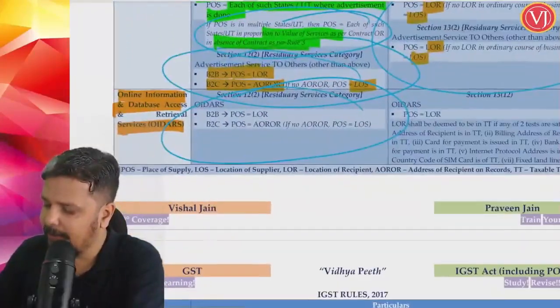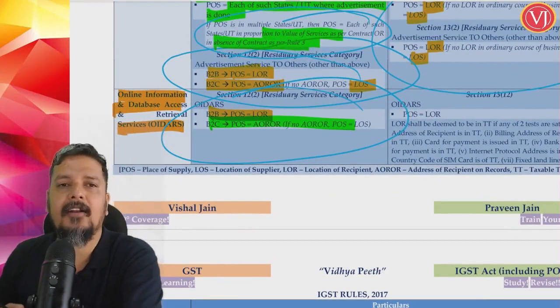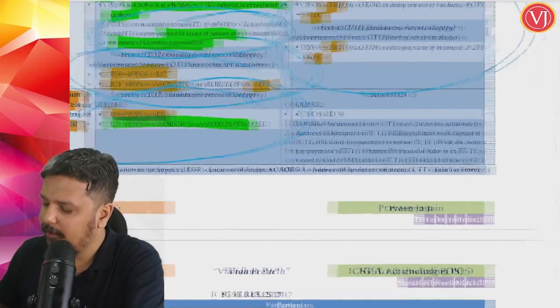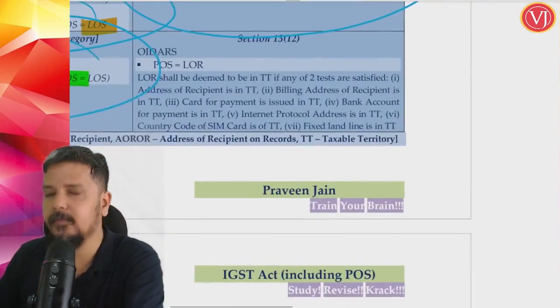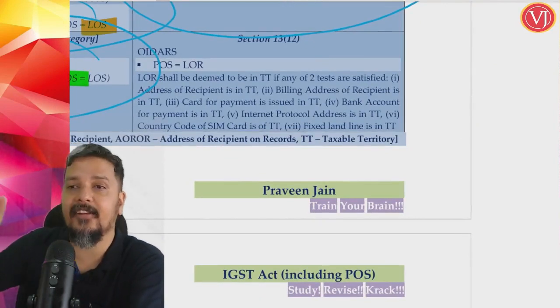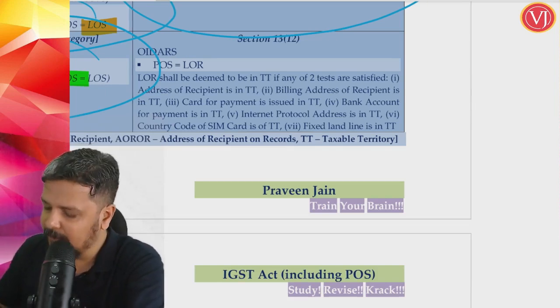Residuary category, what is the answer in section 12? If it is B2B, LOR. If it is B2C, address of the recipient on records. If not available, LOS. This is discussed only for whom? This is actually discussed in section 13 read along with section 14. We are reading both.